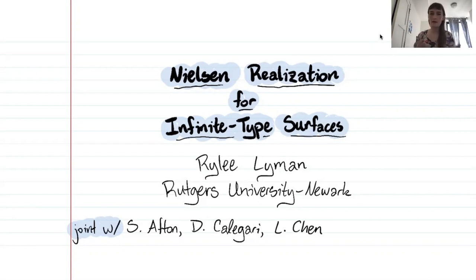So I'm going to tell you about Nielsen realization and some of its consequences for infinite type surfaces. Everything that I'm going to tell you about is joint work with Santana Afton, Danny Caligari, and Joe Chen.